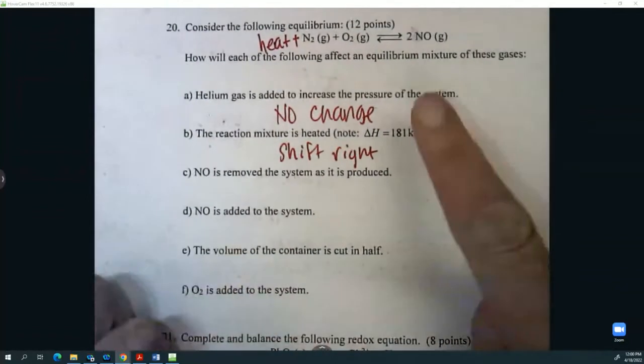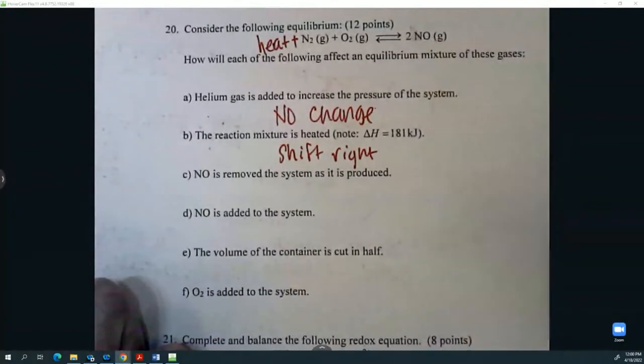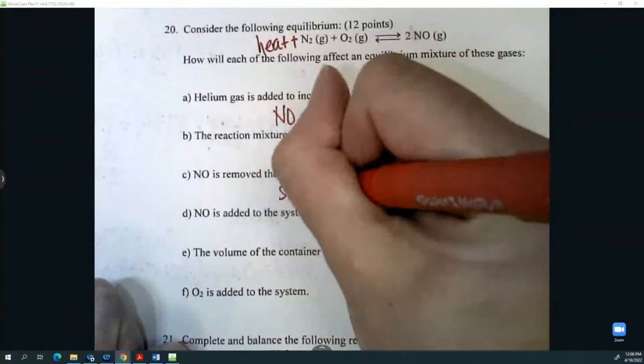What if I remove NO? That's a product. If I remove products, I won't have enough product. I'll need to make more products. So that's a shift to the right.